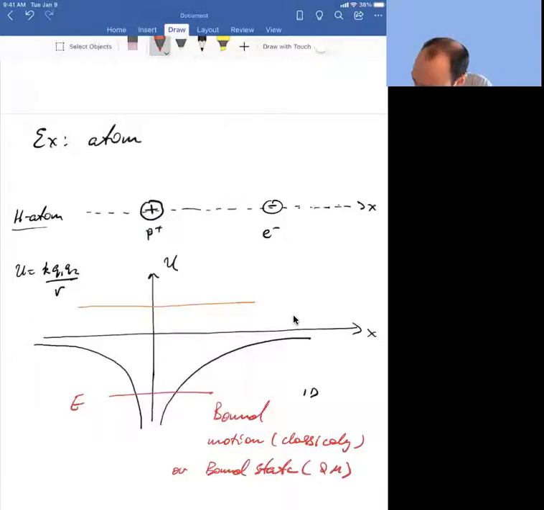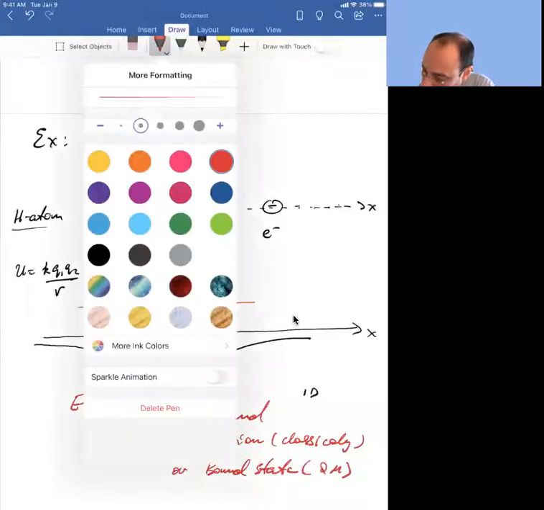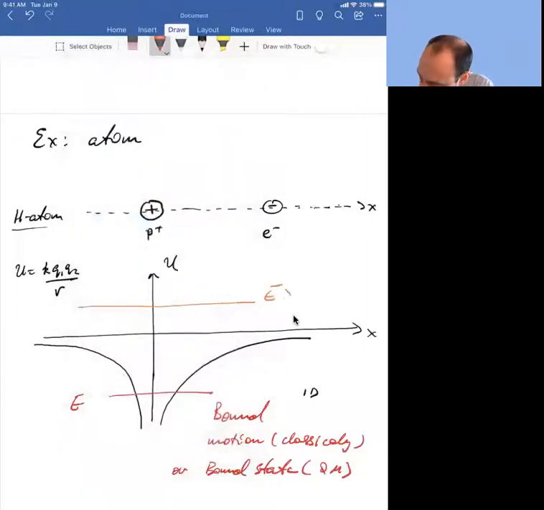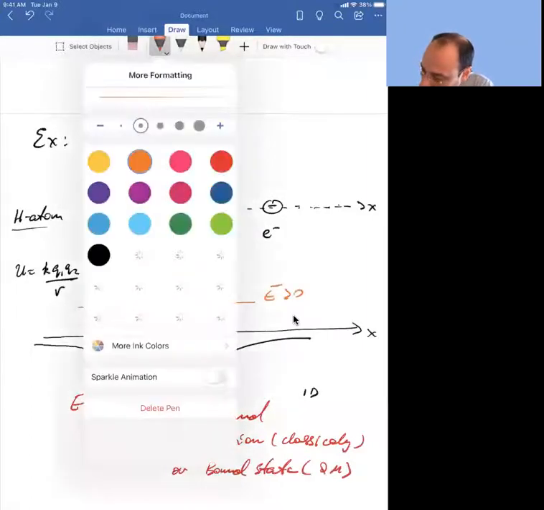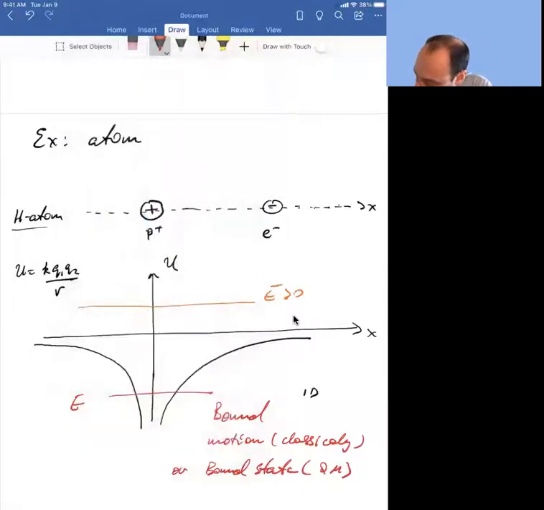Okay, and so here you have E is bigger than zero, and so you have scattering in classical or scattering state wave function in quantum mechanics. And this is E is less than zero.